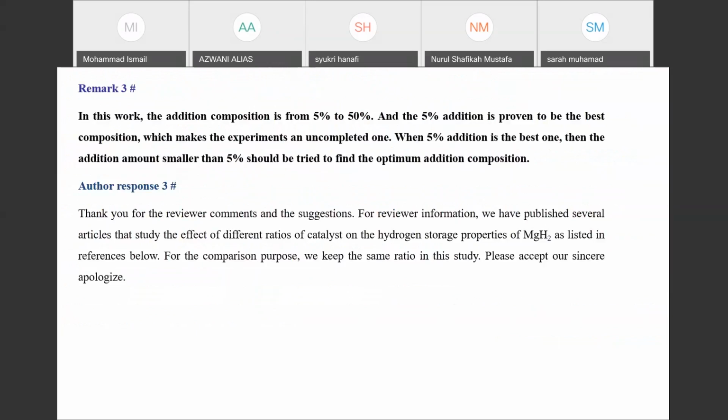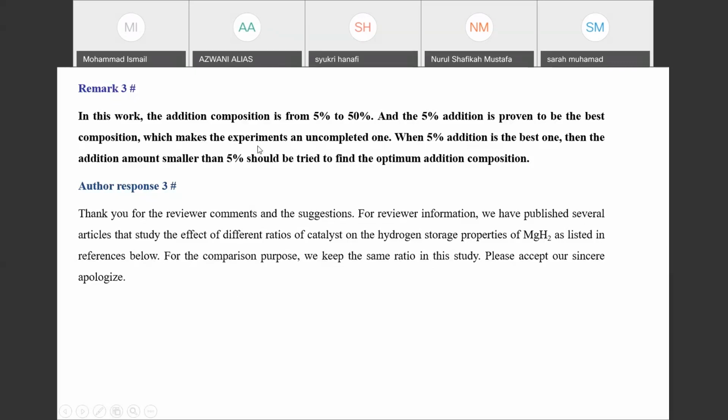Okay, if we don't want to follow the reviewer's suggestion, we politely give a reason. For example, for this paper, in this work, the addition of blah blah blah, comment from the reviewer. Author response: thank you for the reviewer comment and suggestion. For the reviewer's information, we have published several articles that study the effect of different ratios of catalysts on the hydrogen storage properties of magnesium hydride, as listed in the references below. For comparison purposes, we keep the same ratio in this study. Please accept our sincere apologies.